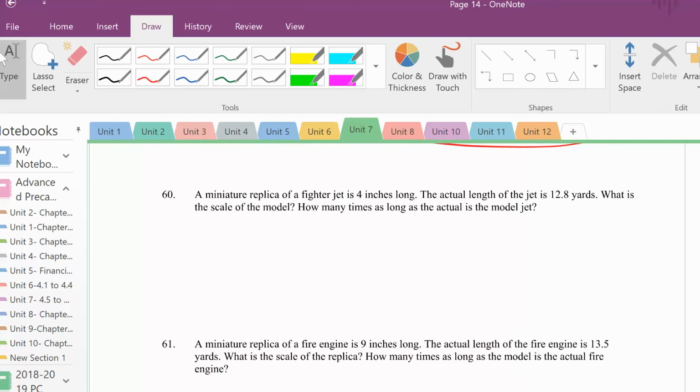So here you have a miniature replica of a fighter jet that is 4 inches long. The actual length of the jet is 12.8 yards. What is the scale of the model? So you have 4 inches for 12.8 yards. So if you divide, you say 4 divided by 12.8.